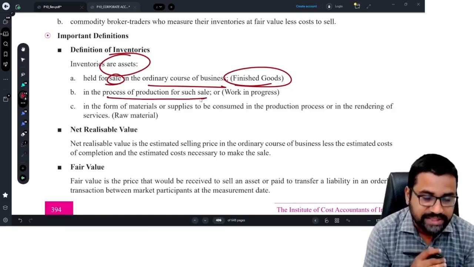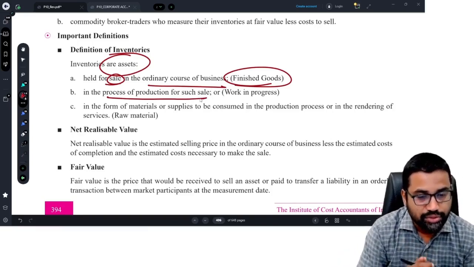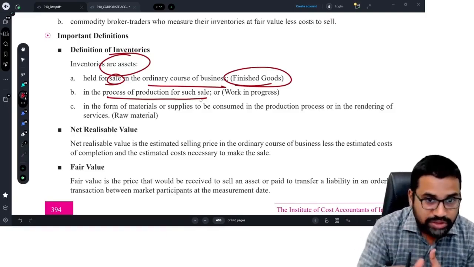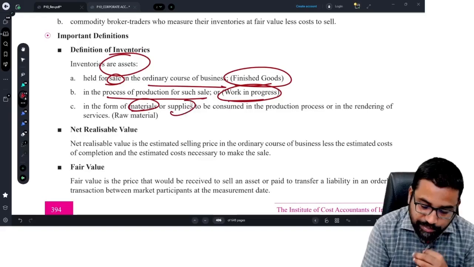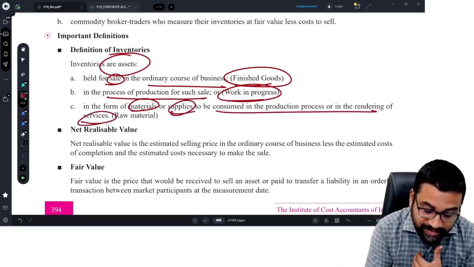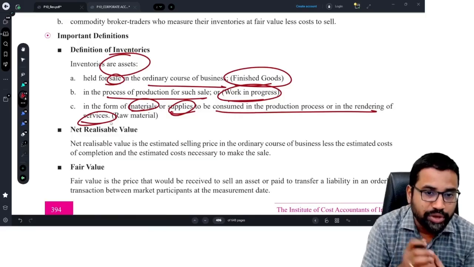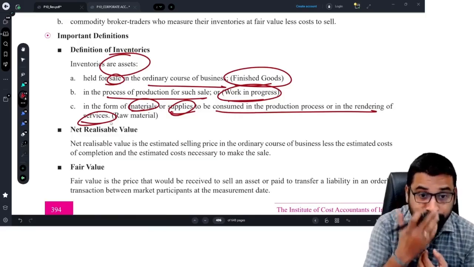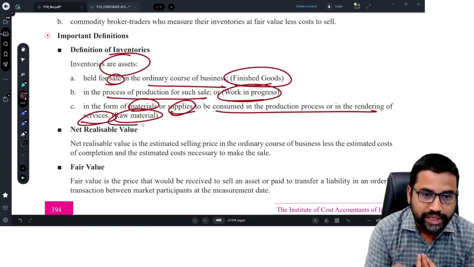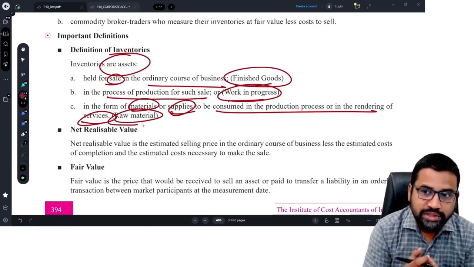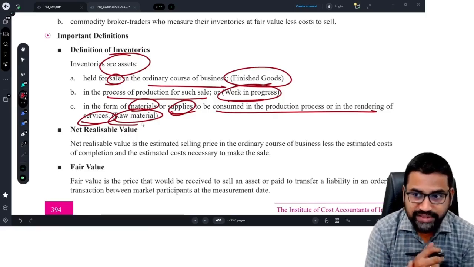Then there are items in the process of production for such sale. Sometimes the items are not yet completed and are at the semi-finished stage. Once completed they will also be held for sale. So work in progress is also inventory. Then any form of materials or supplies to be consumed in the production process or in rendering of services. If I am a manufacturer, whatever materials and supplies I consume in the production process are also inventories, like raw material. Different kinds of oils, consumables, and tools, such as loose tools, which we consume in the normal production process, are also inventories. Please understand, they are also inventories.